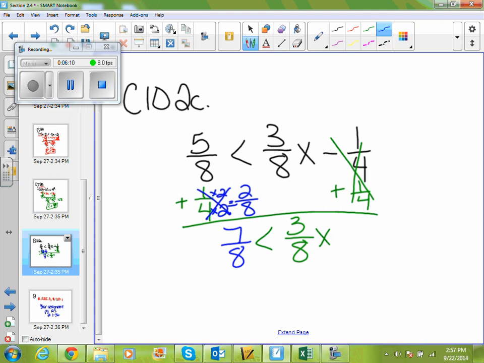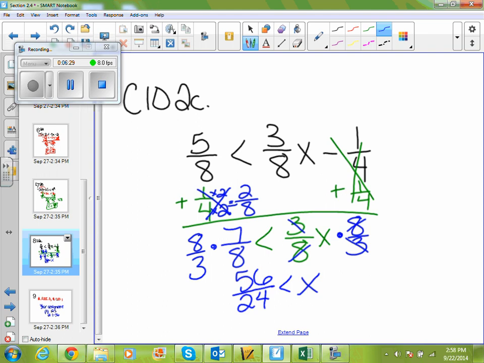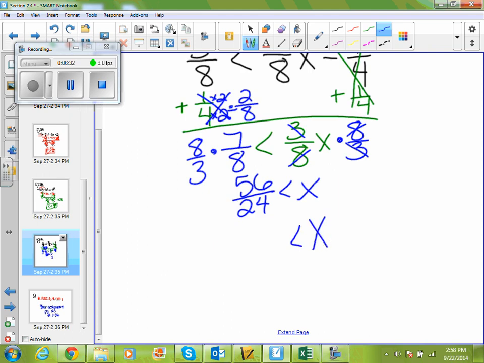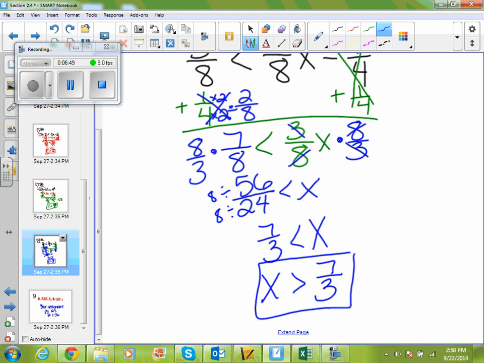And then multiply it by what? The reciprocal, so 8 over 3. So then those cancel. This is greater than 8 times 7 is 56 over 24. And then if we reduce that, we would reduce it to 7 over 3, because we would divide the top by 8 and divide the bottom by 8. And then we end up with 7 over 3. And then we flip it one last time so that my x is on the left. So x is greater than 7 over 3.